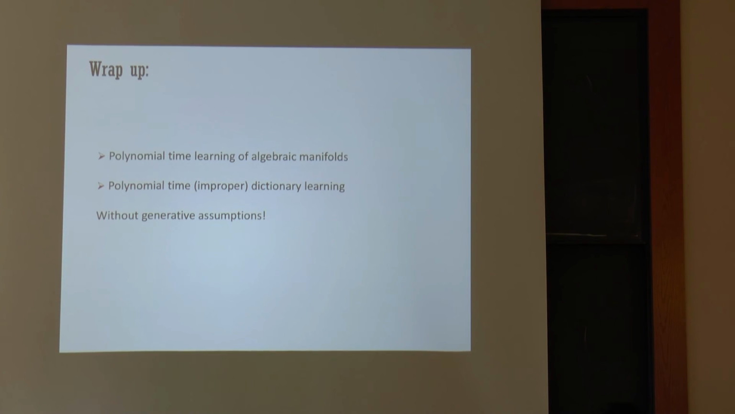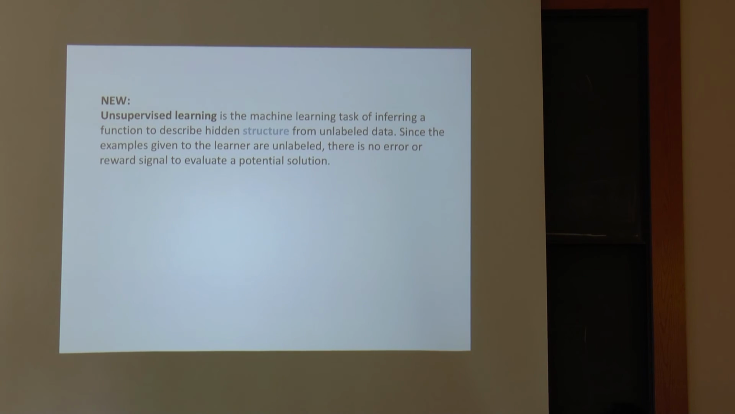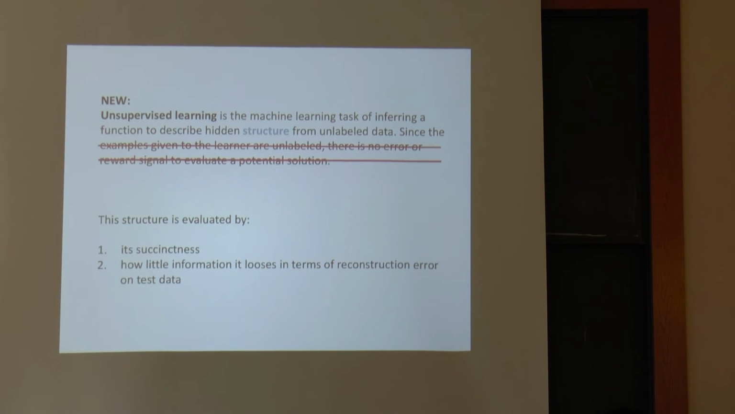Okay, just to wrap up. We have talked about these two problems, and just recall that this is our original motivation, and we want to remove this two-line. So by introducing a definition so that we can evaluate a potential solution with quantitative objective quantities, the structure is evaluated by the succinctness and how little information it loses in terms of the reconstruction error on the test data. I guess I'll stop here. Thanks.